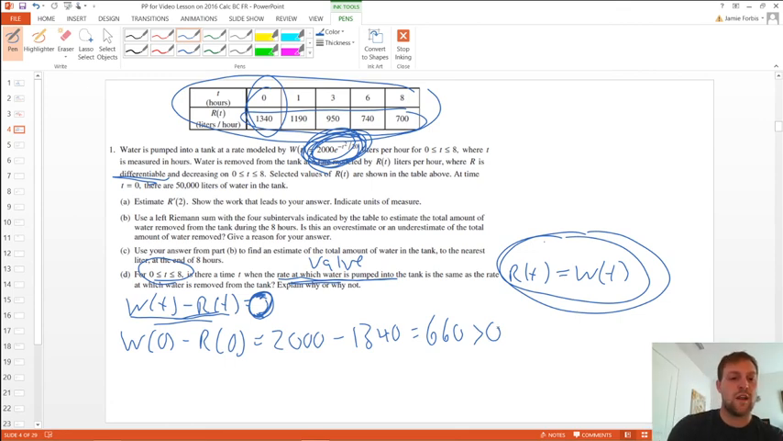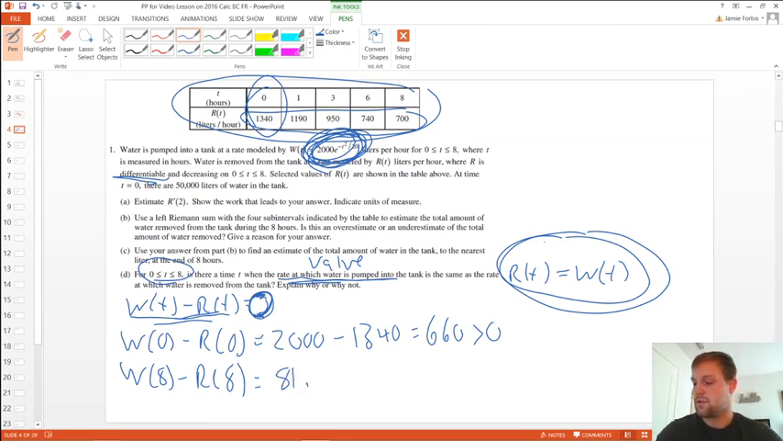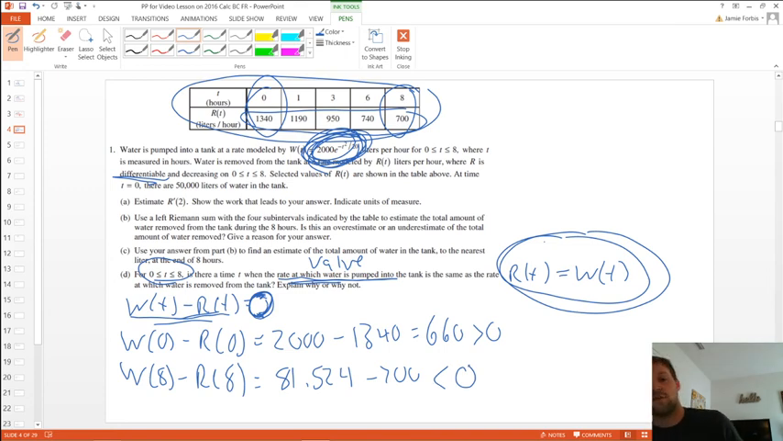Well, what about the other endpoint, W of 8 minus R of 8? If I do W of 8 in the calculator, you get 81.524. And R of 8 from the chart is 700. Now, I didn't figure out what that difference is, but it is definitely going to be negative, which is less than 0. So there has to be some t value between 0 and 8 where the difference equals 0, which is another way of saying that the rates are equal to each other. And that's based off of the intermediate value theorem.